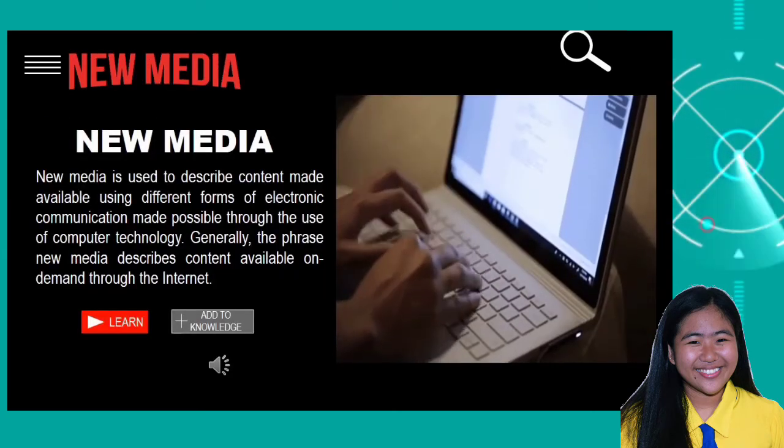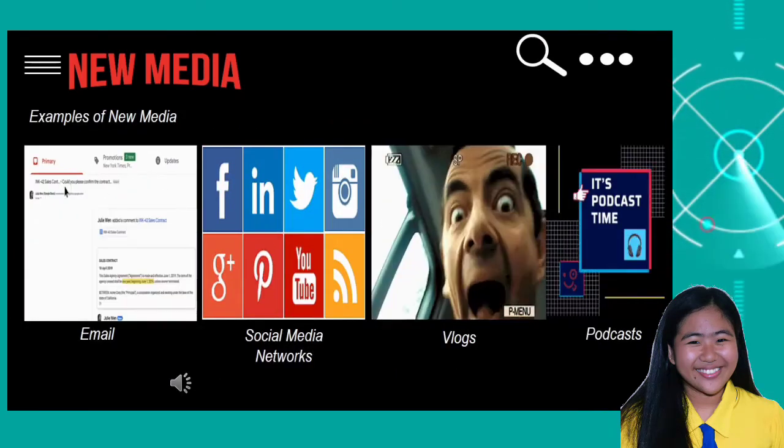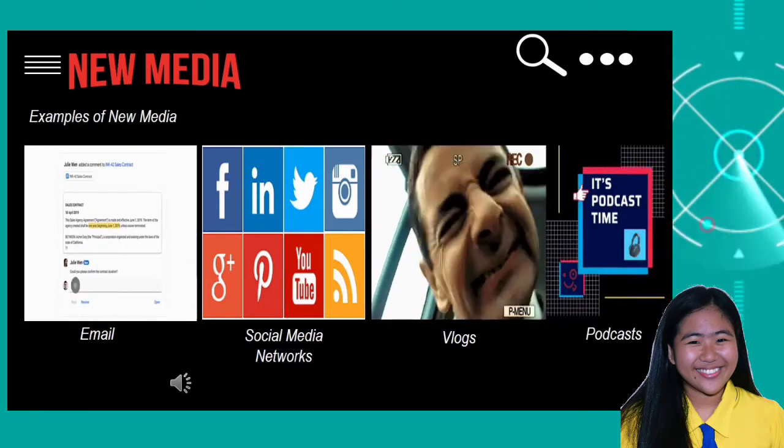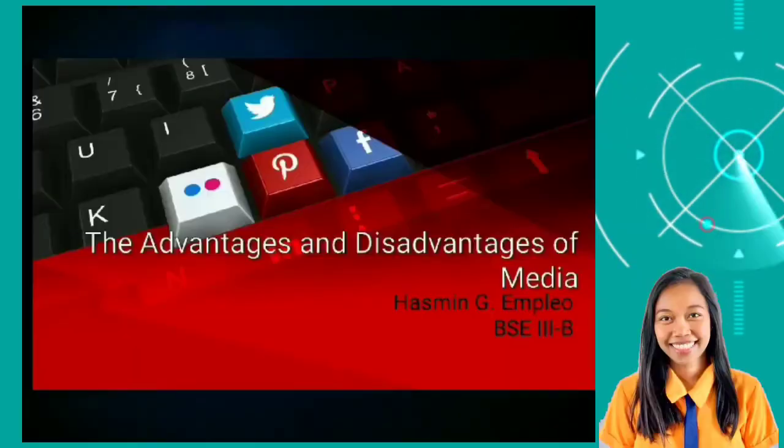Moving on, new media. Generally, this pair of words describes content available on demand through the internet. Some common examples of new media are email, social media networks, podcasts, and vlogs. The advantages and disadvantages of media.